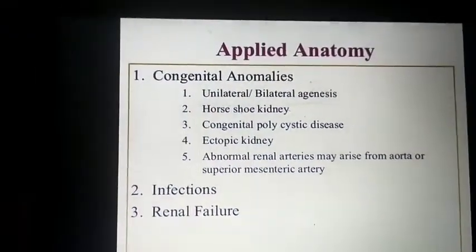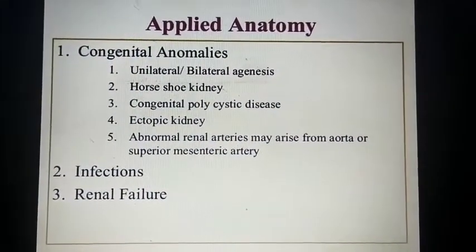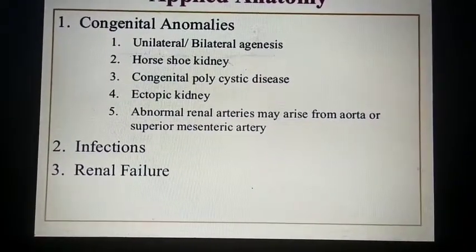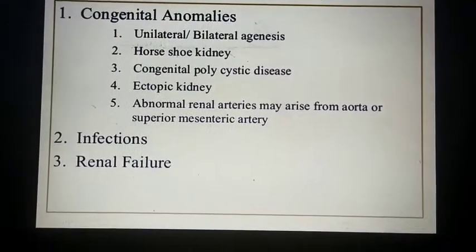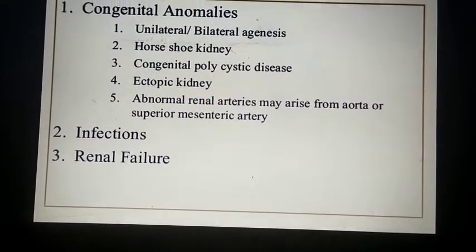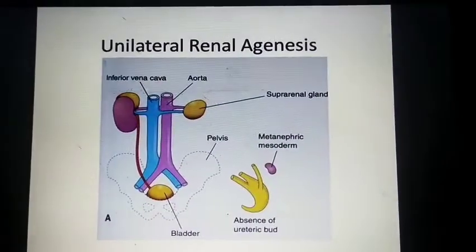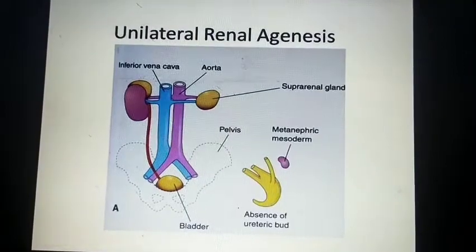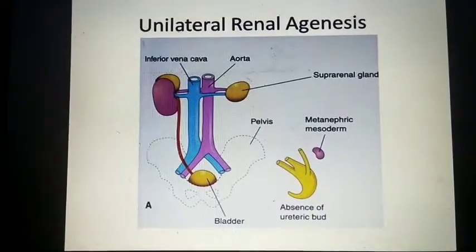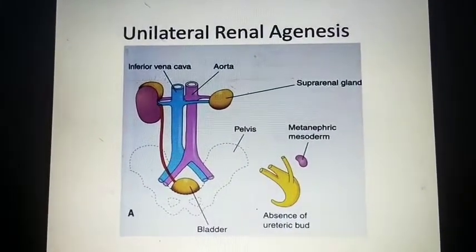Then applied anatomy of the kidney. There are congenital anomalies: unilateral or bilateral agenesis, which is improper formation of a kidney, horseshoe shaped kidney, congenital polycystic kidney, ectopic kidney. Abnormal renal arteries may arise from the aorta or superior mesenteric artery. Infections include pyonephritis, pyelonephritis, nephritis, and renal failure. This is unilateral renal agenesis: on only one side the kidney is properly formed, and on the other side it is not.